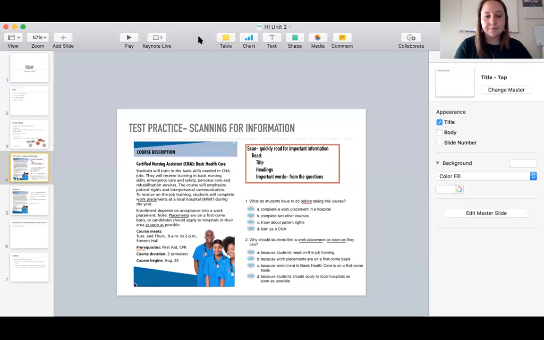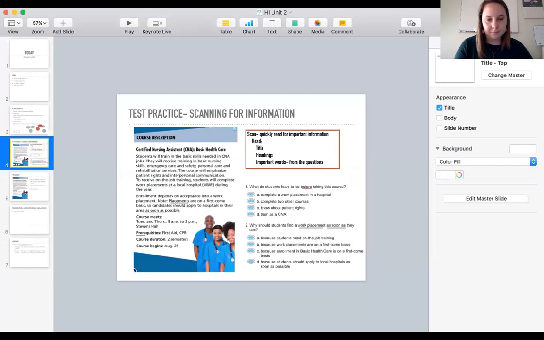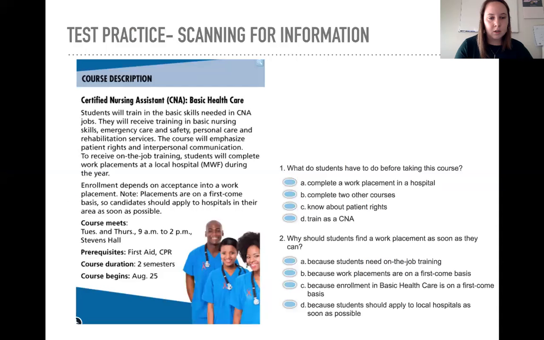There we go. All right. Let me turn on my highlighter so you can see. Oh, that's hard to see now. Can you see that? Okay. So here we have a course description. So we know that it is describing a course that you could take at a school.